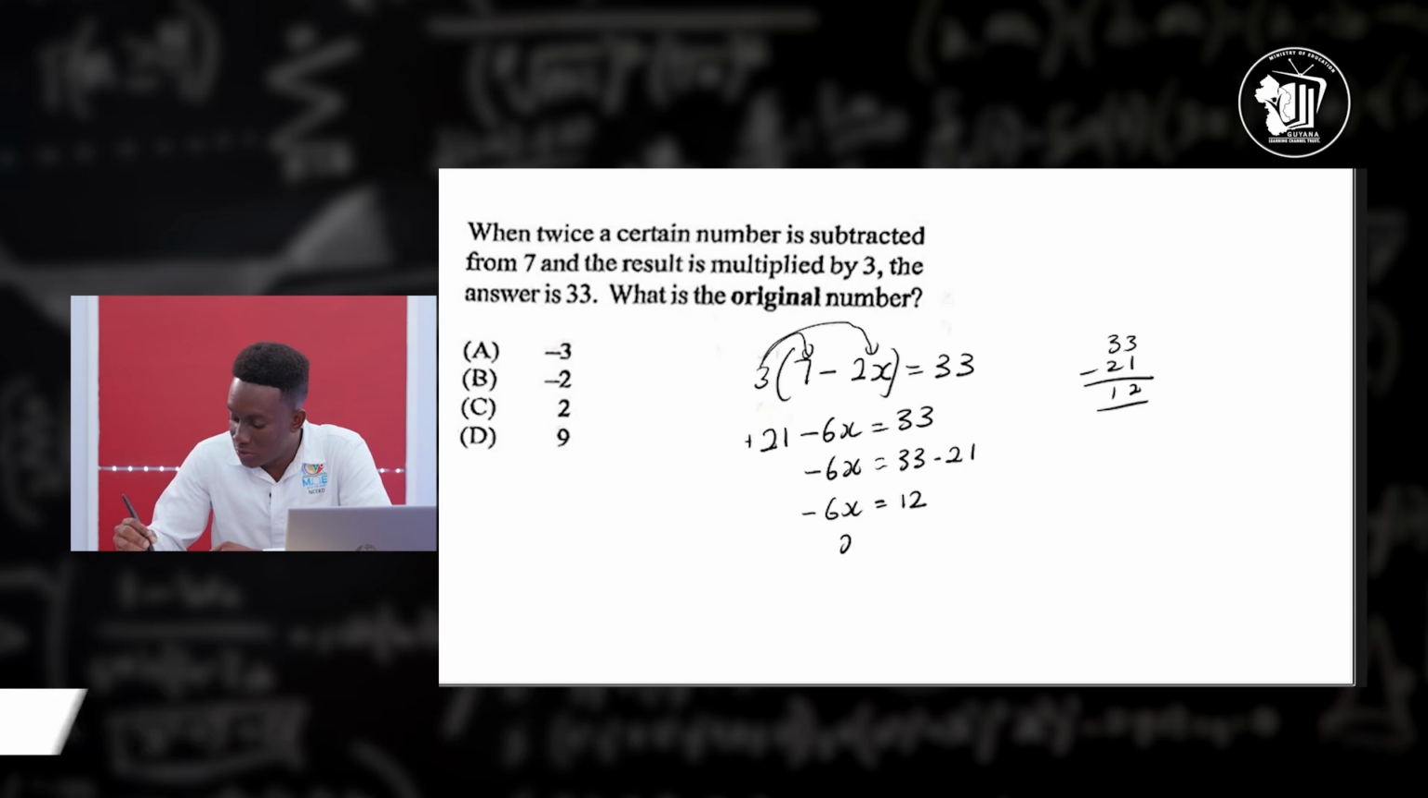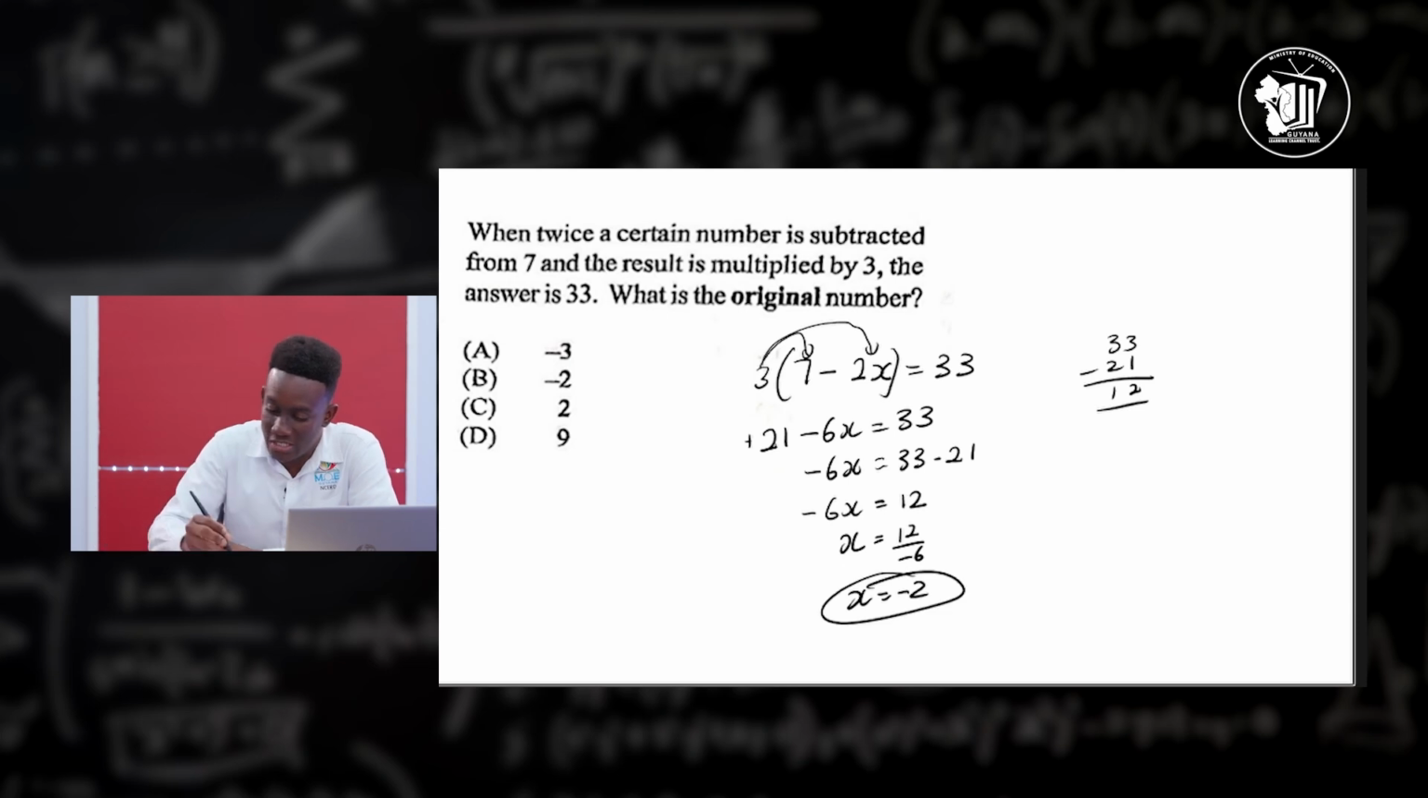Therefore, x would be equal to, so this negative 6x is multiplying, we will divide, so we'll have 12 divided by negative 6. And therefore, x is equal to 12 divided by negative 6, which would give me a negative 2. So the answer is a negative 2, which is B.